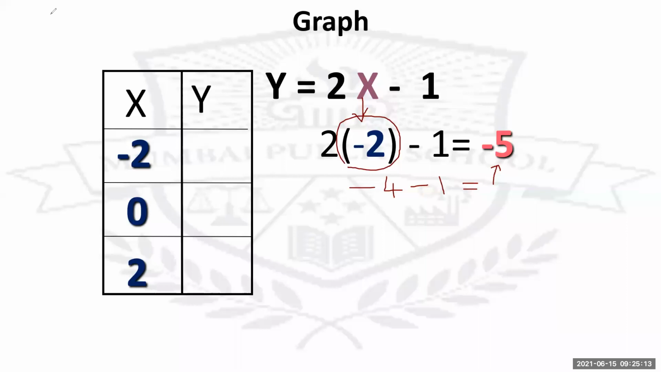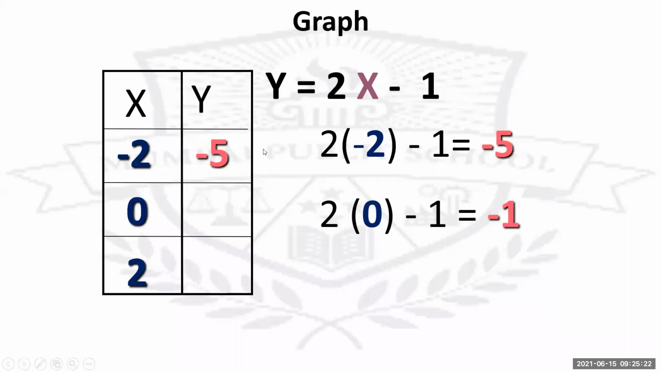Now this was for the first value of x. Now when you substitute x as 0, what will you get? You will get 2 into 0 minus 1. So 2 into 0 is 0, minus 1. The answer is -1.